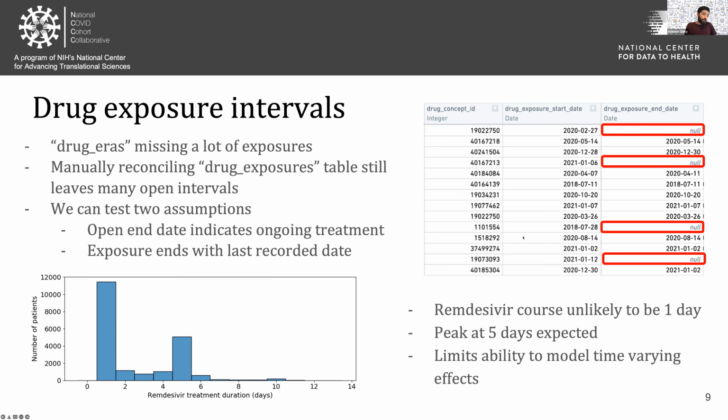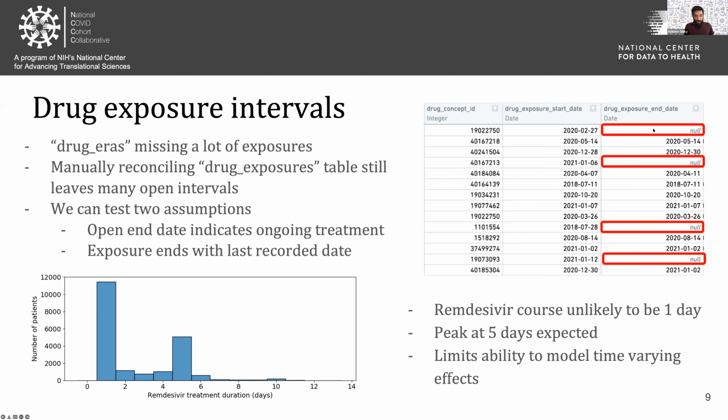Now, it turns out when you start looking into things, the data reporting from the data partners varies wildly. What that means is sometimes you might get open intervals from a particular data partner. So how do you handle a case where a patient has a drug exposure start date of 2/27 and then no drug exposure end date?